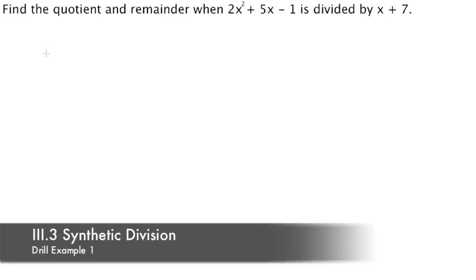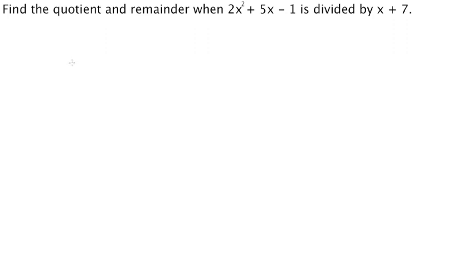All right, so let's consider this problem. Find the quotient and remainder when 2x squared plus 5x minus 1 is divided by x plus 7. We need to pay attention to the numbers in what we're dividing into and what we're dividing by. In order for synthetic division to work correctly, this always needs to be in the form x plus or minus some number. So we don't need a coefficient here. It needs to be 1.